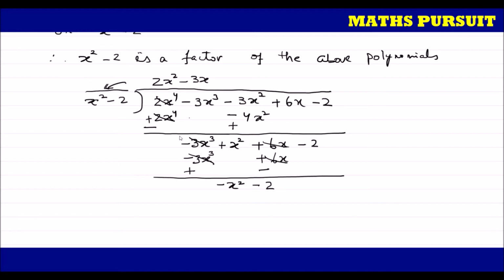Actually, here this one will be plus x to the power 2. Why? Because here we got 4x to the power 2 minus 3x to the power 2, which is plus x to the power 2. This is not minus, this is plus x to the power 2. So we are left with x to the power 2 minus 2.